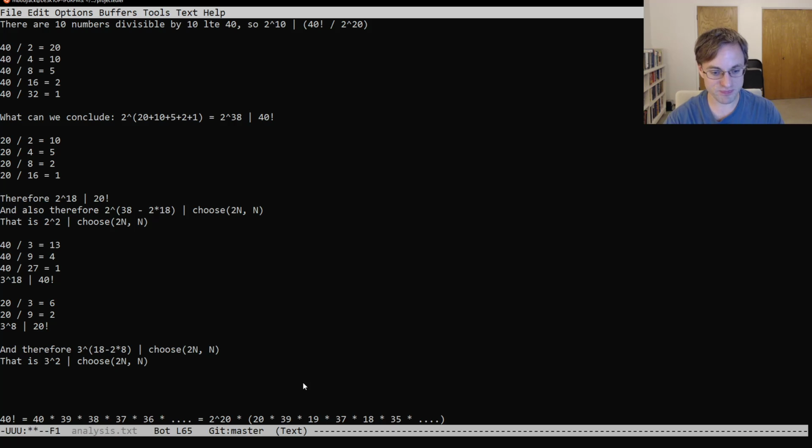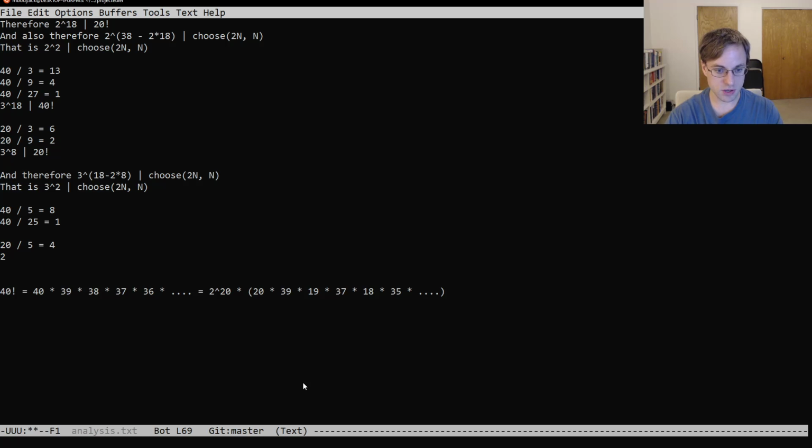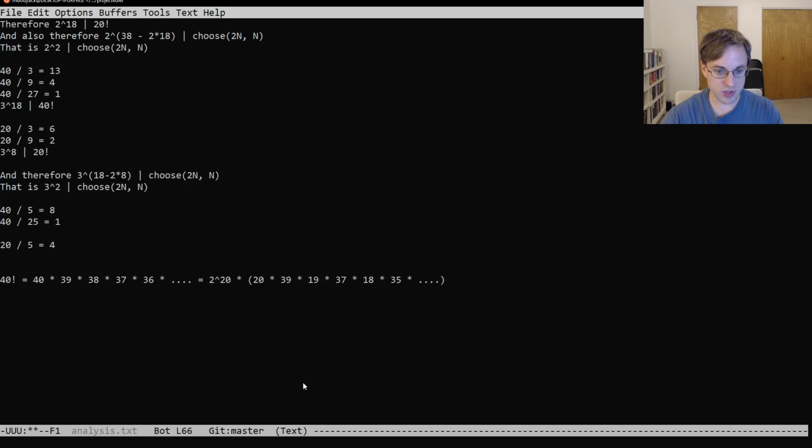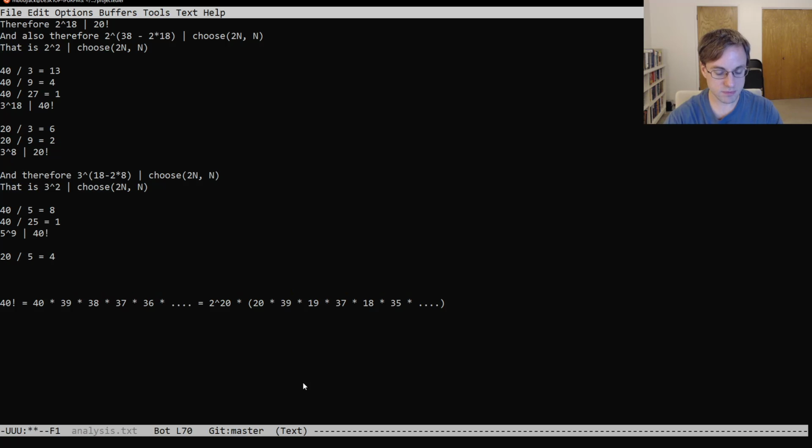We're making progress. All right, so 40 divided by 5 is equal to 8. 40 divided by 25 is equal to 1. 20 divided by 5 is equal to 4. 20 divided by, well, it's not divisible by 25. And so we conclude, 5 to the 9th divides 40 factorial. And 5 to the 4th divides 20 factorial.